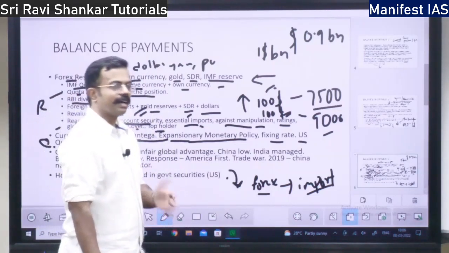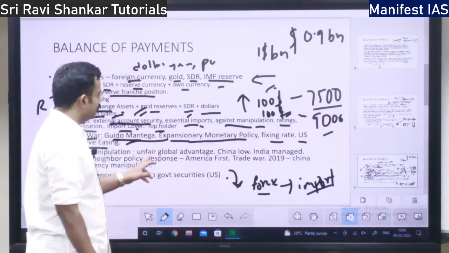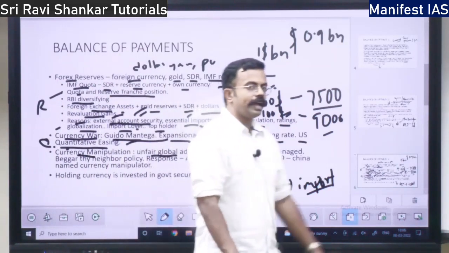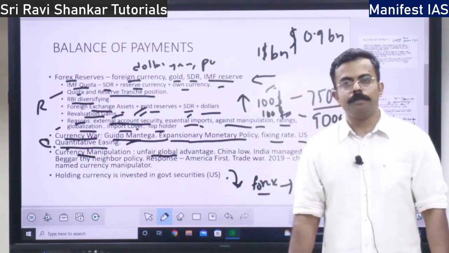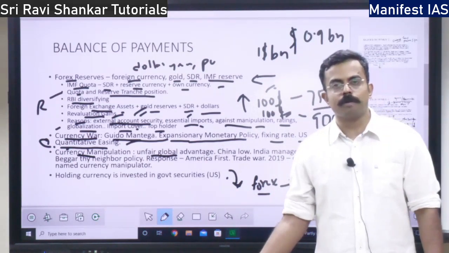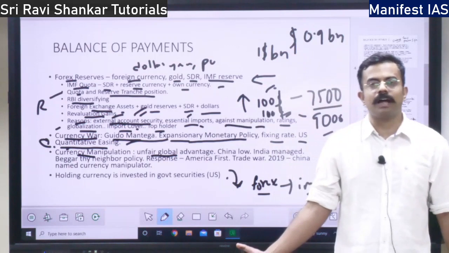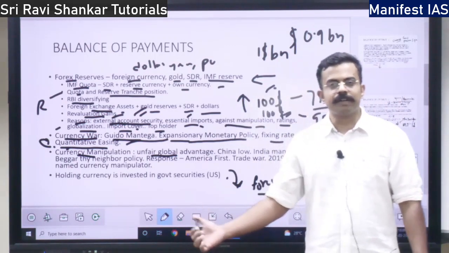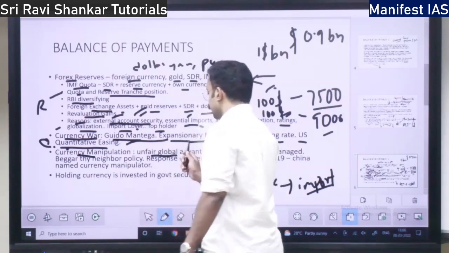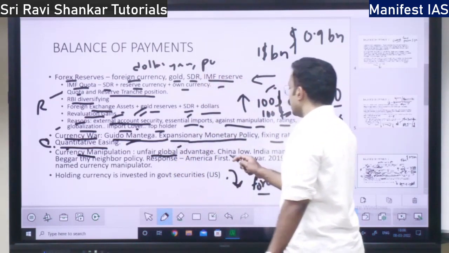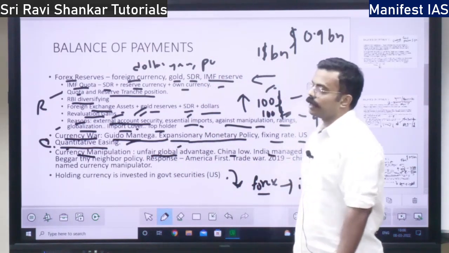Then you have currency manipulation. Whatever China does is currency manipulation. It gives unfair global advantage. When you manipulate your currency, your exports will become competitive. Isn't it an unfair trade advantage? Definitely it is an unfair trade advantage or global advantage. That is one thing. Then China keeps it low. India cannot keep it low.